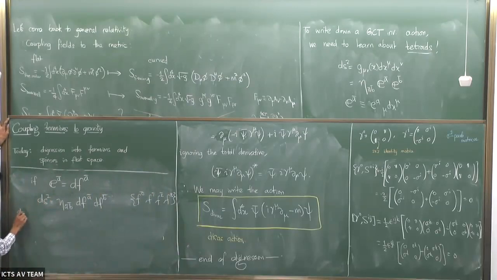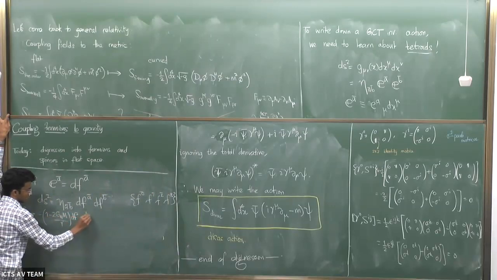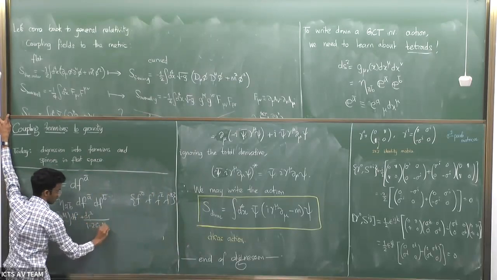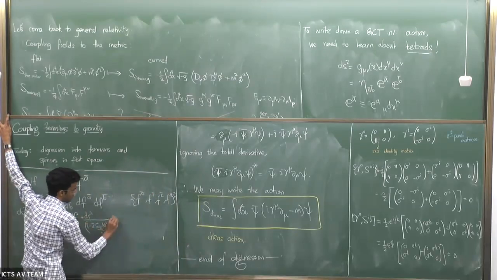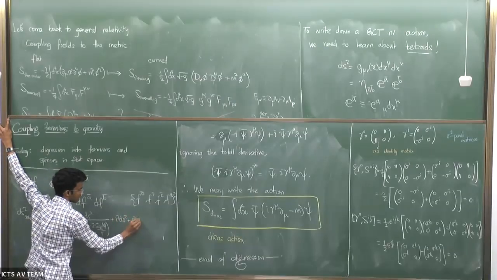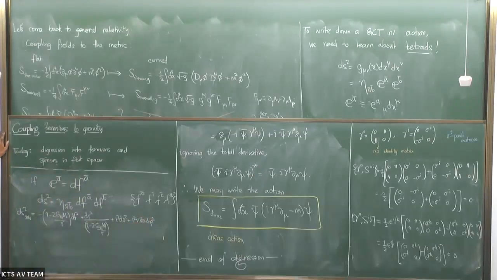So ds squared for Schwarzschild is just what? 1 minus 2 G Newton m over r dt squared, plus dr squared over 1 minus 2 G Newton m over r, plus r squared d theta squared, plus r squared sine squared theta d phi squared. If I give you an E0, E1, E2, E3 for Schwarzschild, I should not be able to write it in this form, because Schwarzschild is not flat.